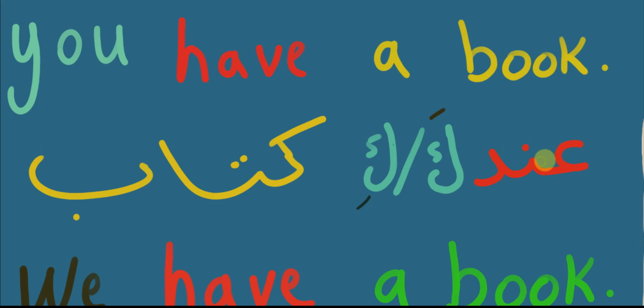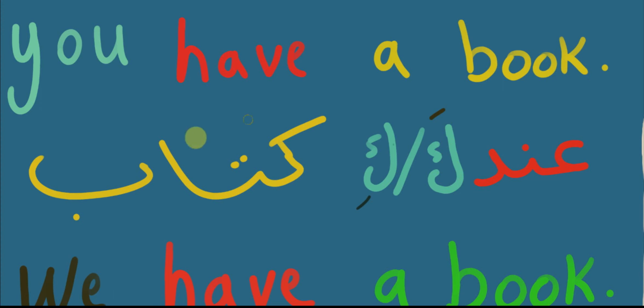عندك. Notice this ka here, if you have this opening, this short vowel, it's the fatha. It's called fatha. Literally means opening. So you say عندك. This ka indicates the second person singular masculine. عندك كتاب. You have a book.